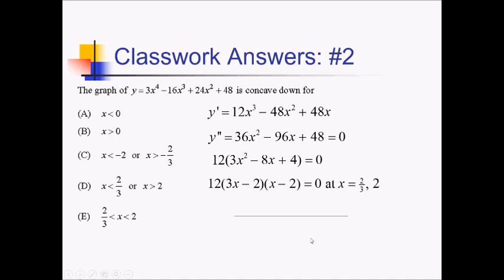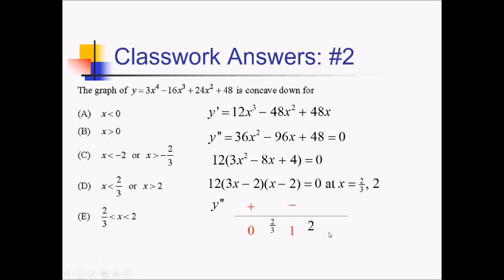Putting those on our number line, this is a y double prime number line. We've got 2/3 and 2. And now some values in each of these intervals. If we test out 0, which is a good one that's less than 2/3, that gives us a negative, so positive. Between 2/3 and 2, 1's a good one to try. So that would be 3 minus 2 is positive, 1 minus 2 is negative, so negative overall.